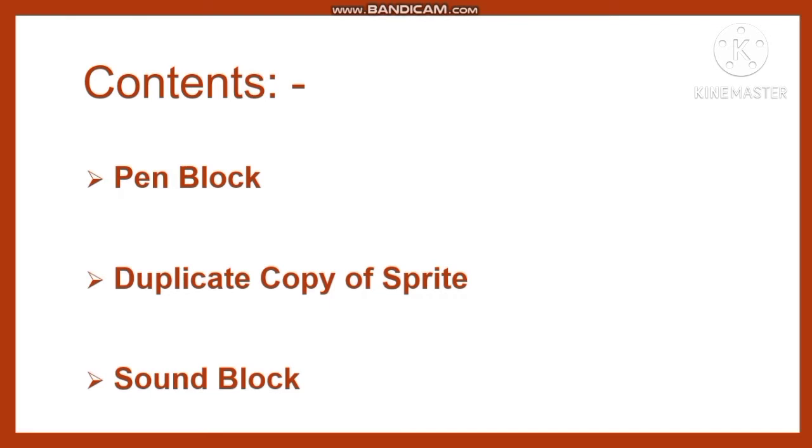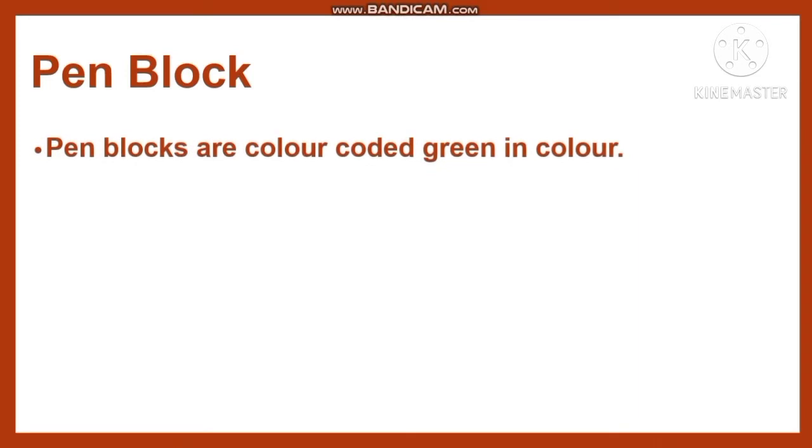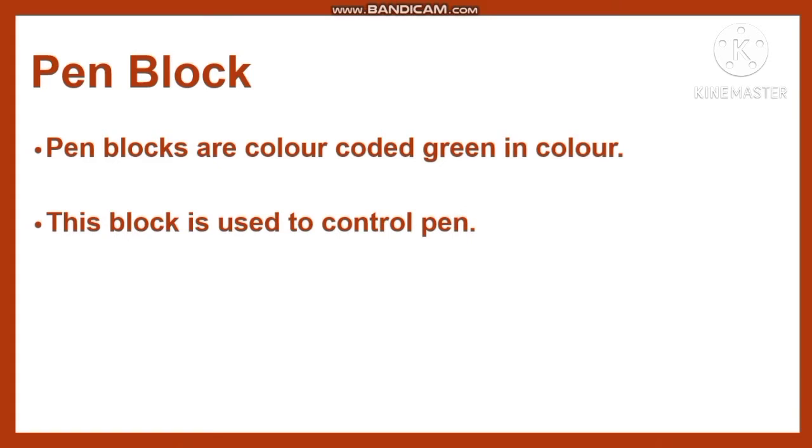First, let us get started by understanding the pen block. The pen blocks will always be in green color. Okay, children, how will you identify that a block is a pen block? You have to look at the color. If the block is in green color, you have to understand the block is a pen block. As the name itself indicates, this block is used to control the pen.